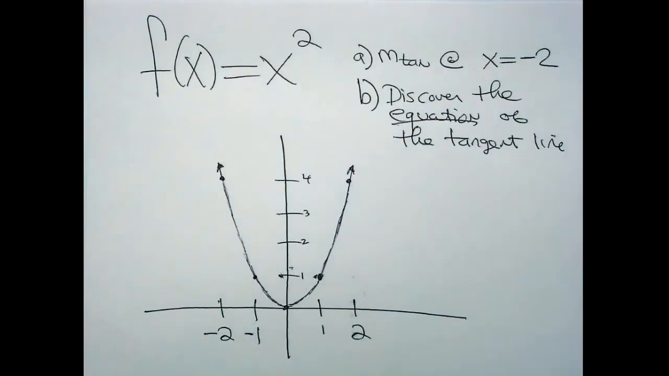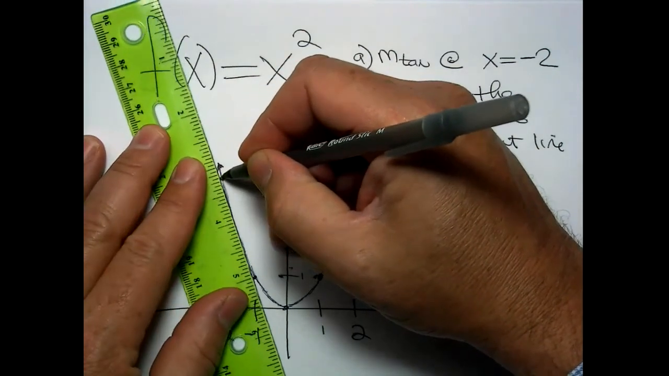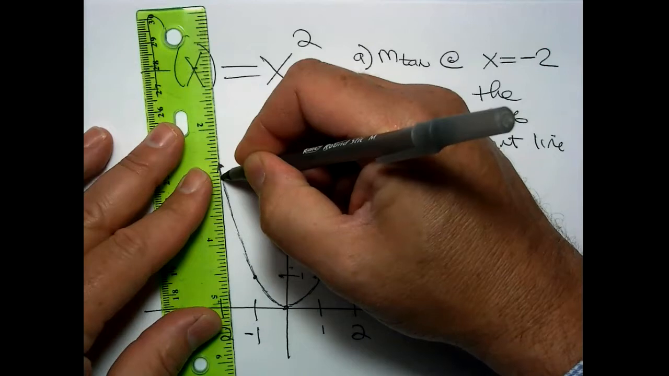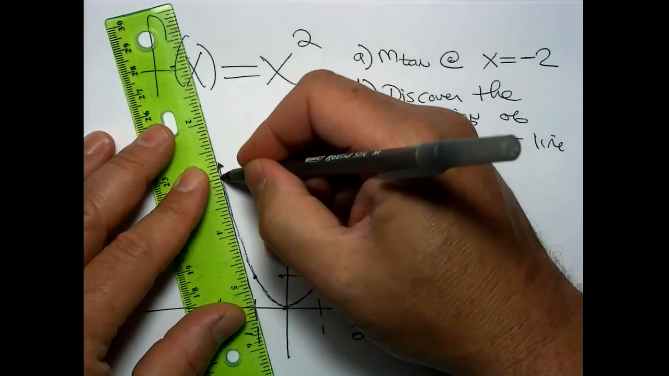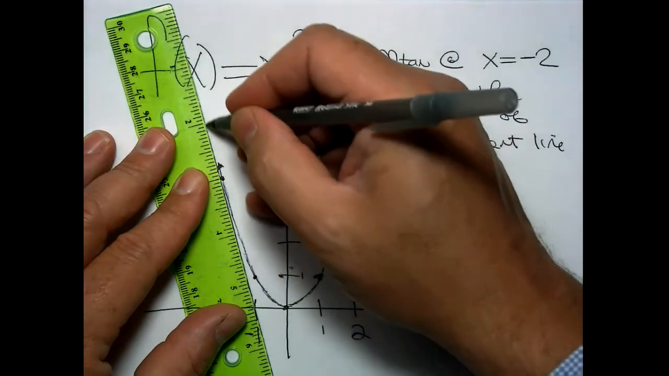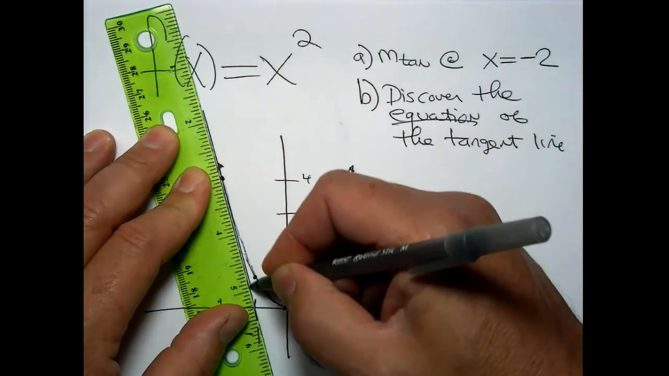First thing I'd like to do, let's draw the tangent line. Now the tangent line balances right up here. So that's not a tangent line. That's not a tangent line. It should be very well balanced. I'm going to say it's right about here. Skims that curve just like this. Just touches it up there.